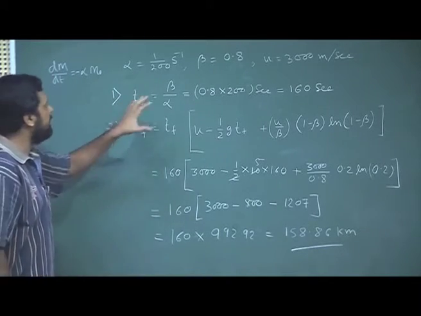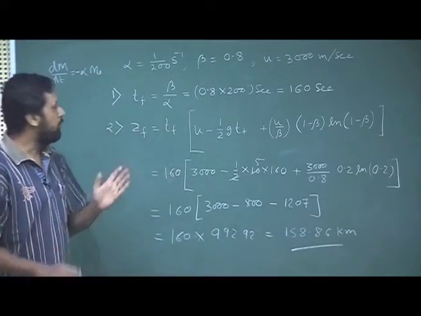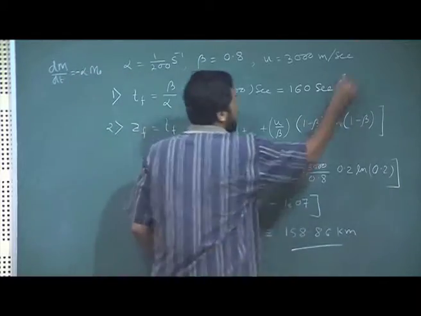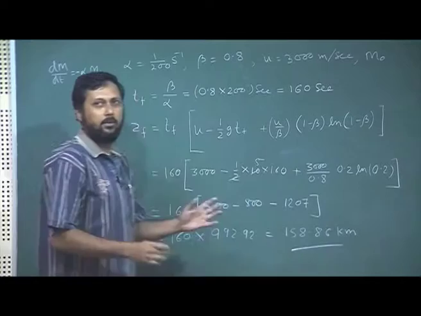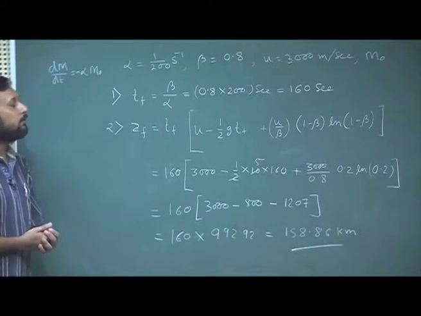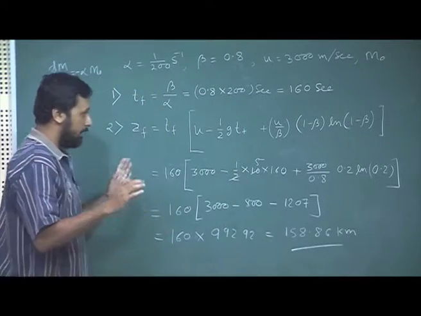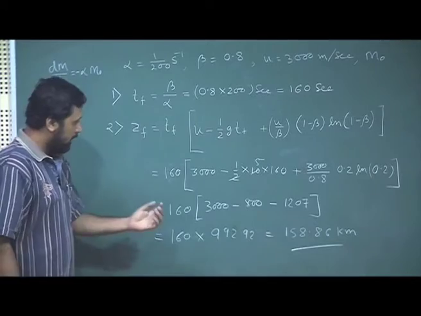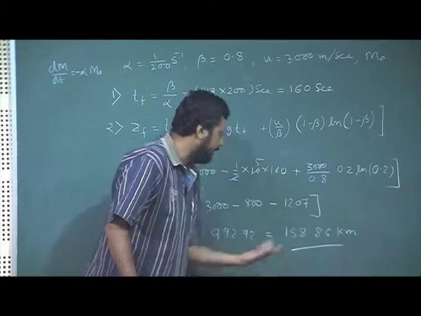So, we essentially need these three parameters to describe a rocket. We need alpha, and also in order to have a better description, if we have m0 alongside it, which is not terribly important, but we can also have m0. So, if we have all these four parameters, then we can get a total physical picture of a rocket. Okay. So, the final distance is 158.86 kilometers.